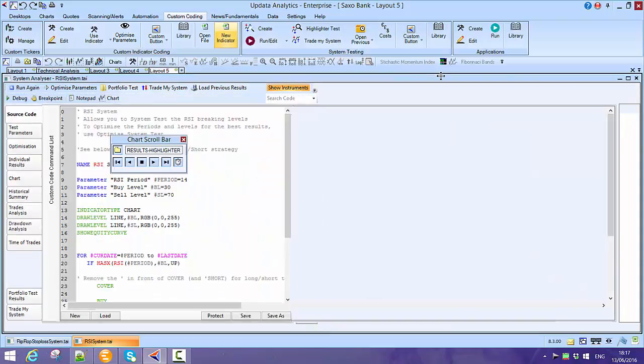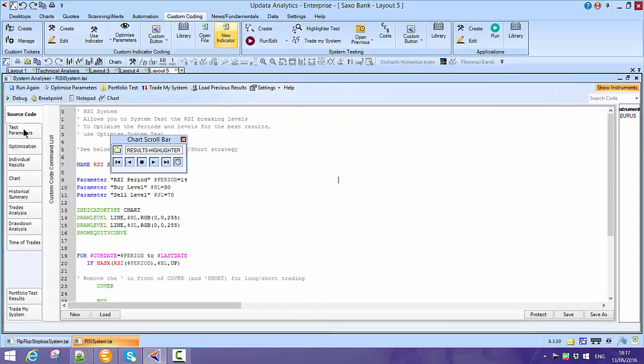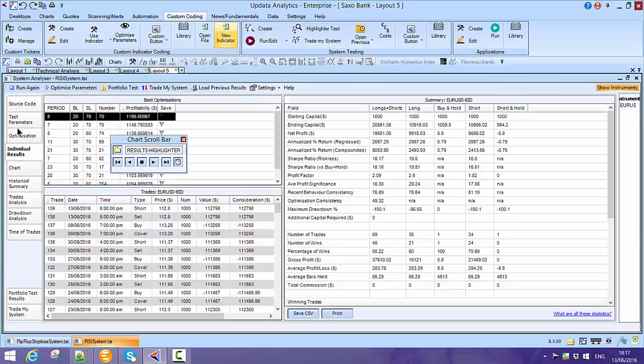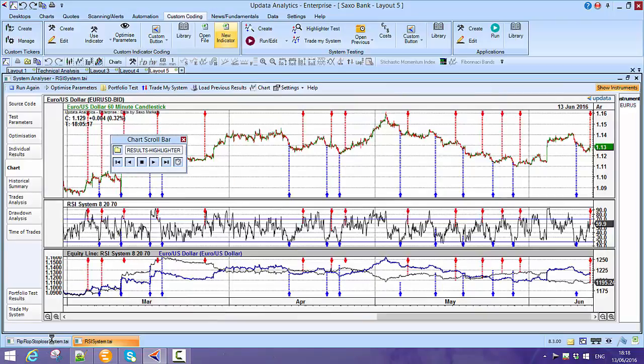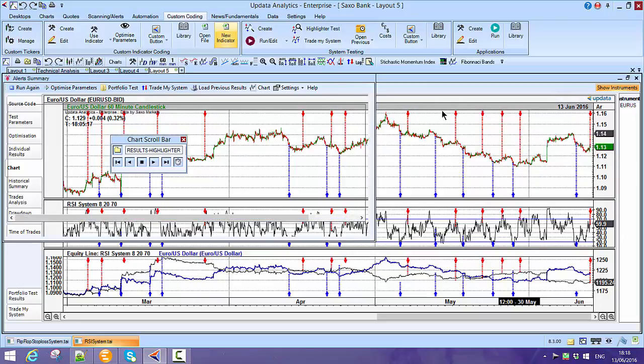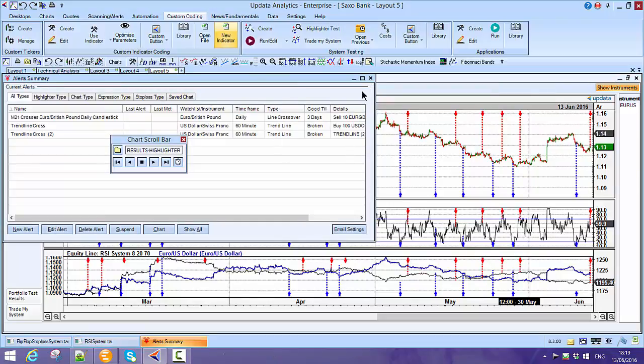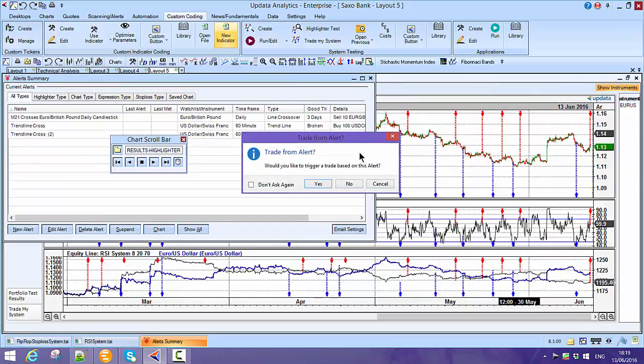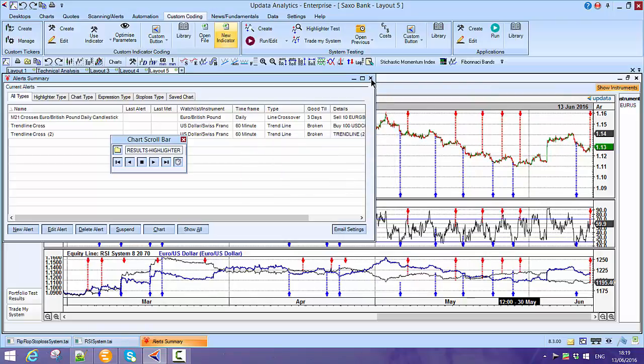So here we have an RSI system that I've run on Eurodollar. We can actually look at the trade results. You can take these out to a spreadsheet, and then we can look at the chart. Most people want to see that chart with the historical trades. So a really powerful aspect of Updata is that ability to see the trades. Of course, you can take these out to trading as well. So you can say, alert me based on this system, and you can take this out to your trading. So again, you can run those systems there as well. So a really powerful aspect of the system is that ability to run system tests on the system.